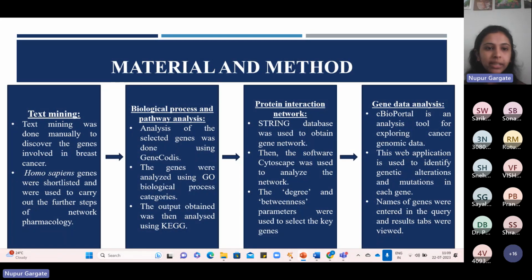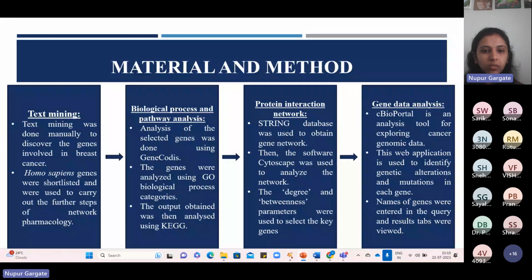Material and method: it began with text mining, which was done manually to discover the genes involved in breast cancer. Homo sapiens genes were shortlisted and they were used to carry out the further steps of network pharmacology. Text mining is mainly done to understand what genes and proteins play a role in any particular disease. Since my disease was breast cancer, I used text mining to discover the genes which were involved in breast cancer. I selected all these genes and used them for the next step, which was biological process and pathway analysis.